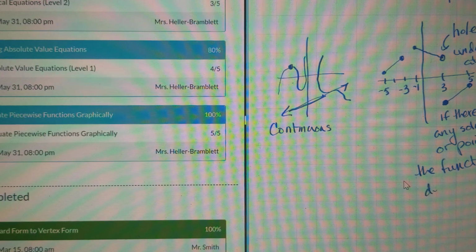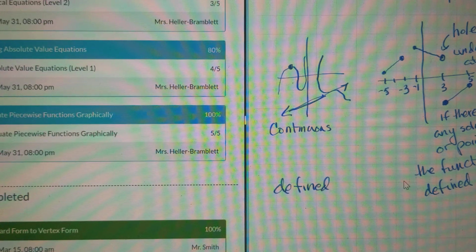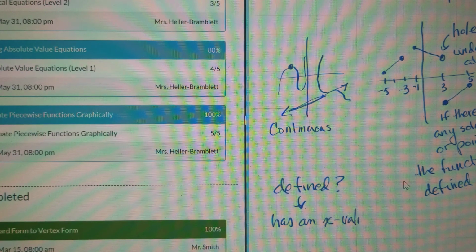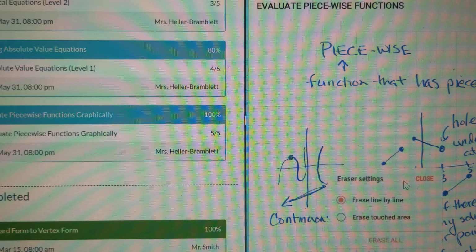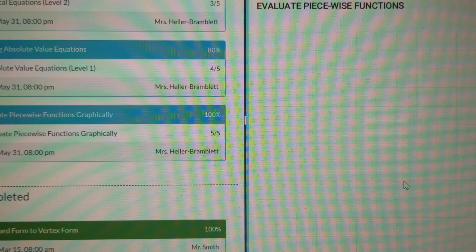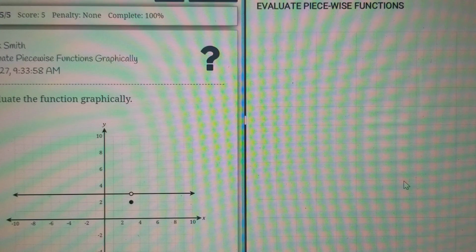And what does defined mean? Defined means it has a value. So put over here, defined. What does that mean? Defined means it has an x value at that point. Okay, so that's a little quick intro to piecewise functions. I'm going to get rid of all of that, and we'll go back over here, and we're going to do a couple of these problems.